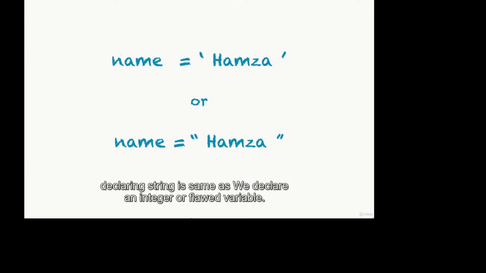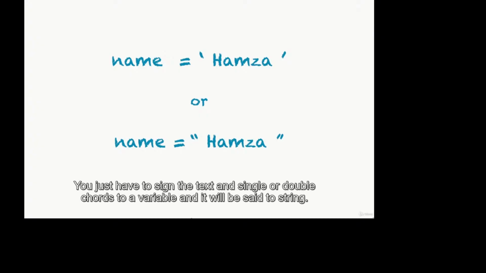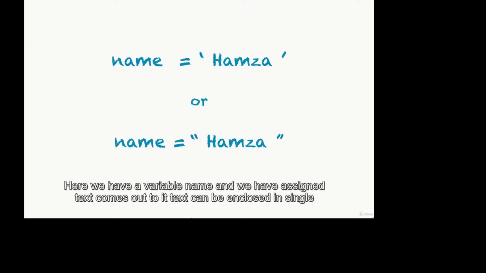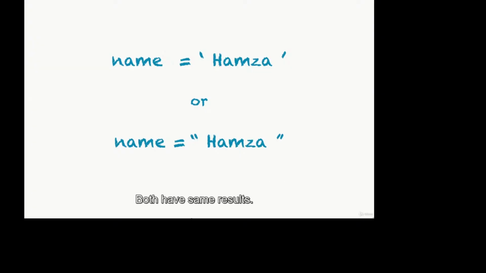String is the same as we declare an integer or float variable. You just have to assign the text in single or double quotes to a variable and it will be set to string. Here we have a variable name and we have assigned text Hamza to it. Text can be enclosed in single or double quotes, both have the same results.